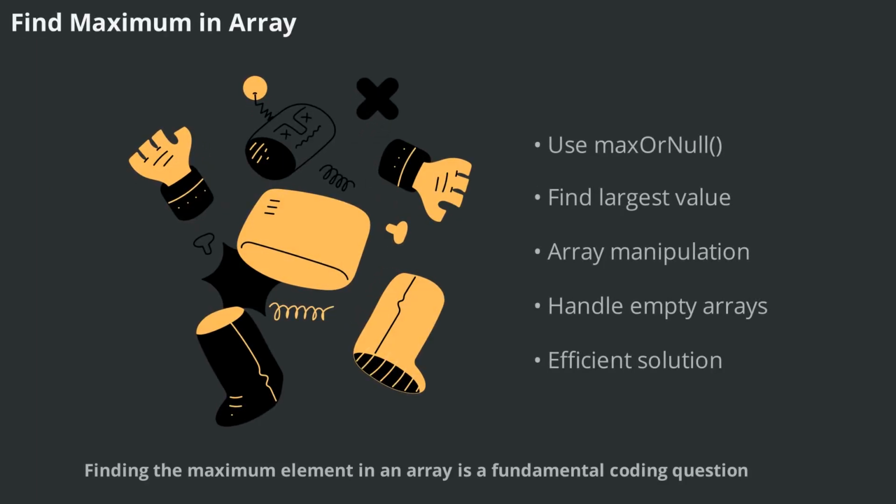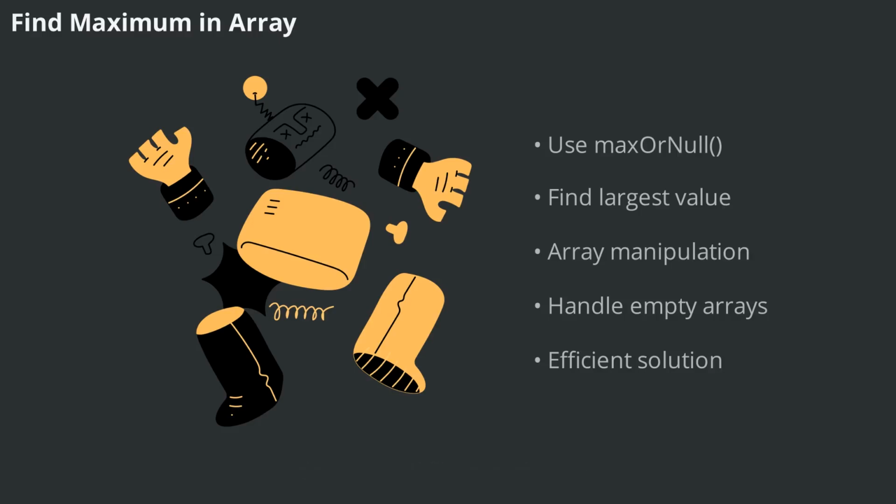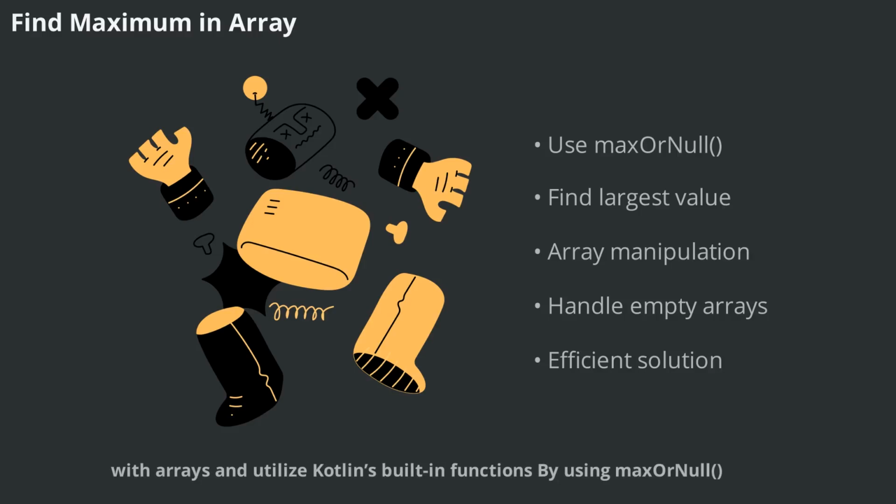Finding the maximum element in an array is a fundamental coding question. It tests your ability to work with arrays and utilize Kotlin's built-in functions. By using maxOrNull, you can quickly identify the largest value. For example, in the array 1, 3, 5, 7, 2, the maximum is 7.